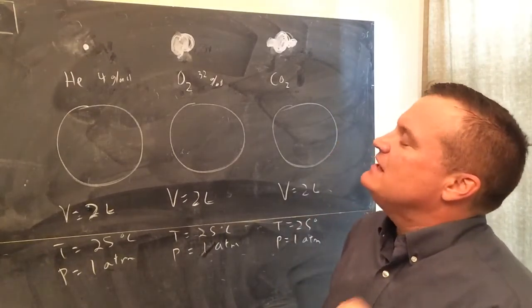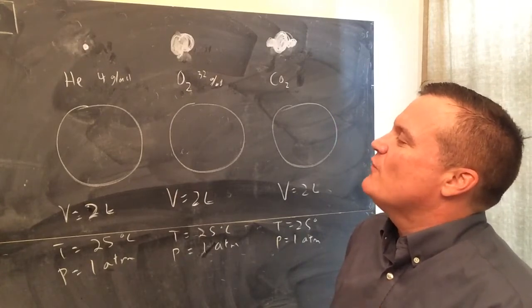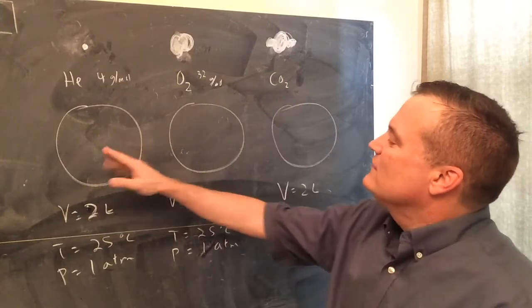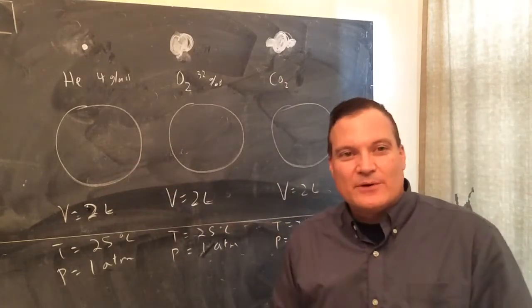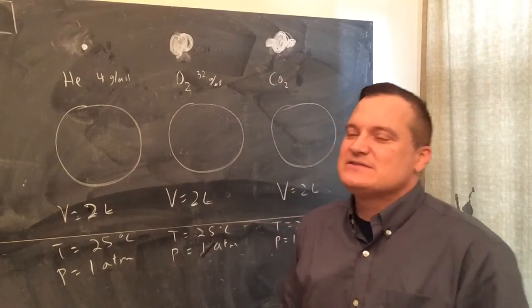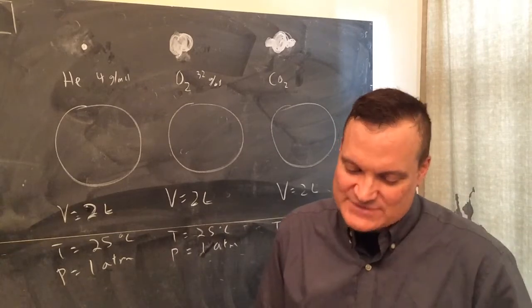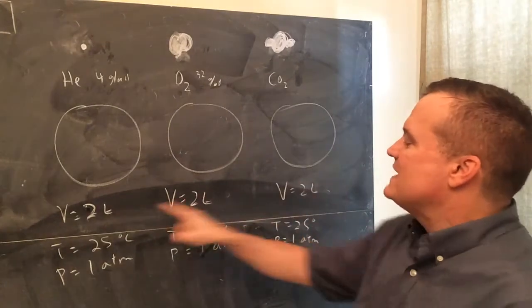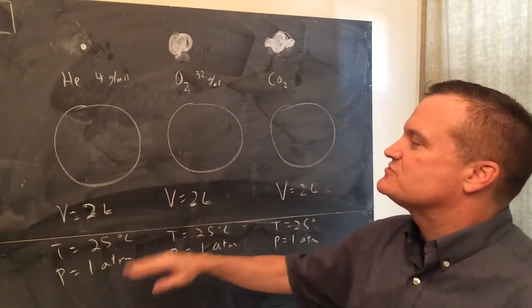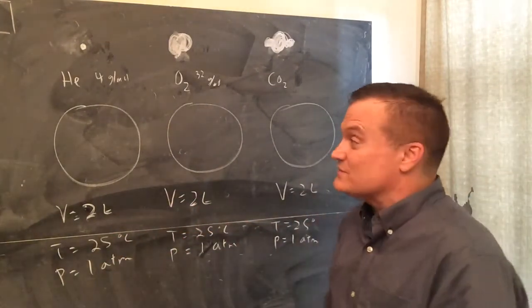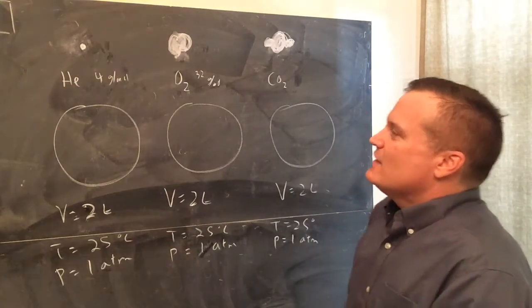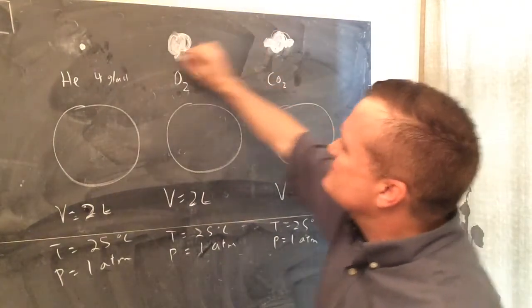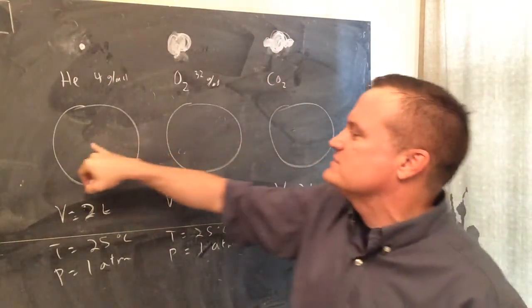And he noticed something amazing. He said, you know what? According to the data, it appears that all the volumes have the same number of particles in them. So Avogadro's hypothesis, or his law, says equal volumes of gas, at the same temperature and pressure, will contain an equal number of particles. That's amazing. Now, we can't really think about that. We look at my picture and say, well, that one's really large, that one's really small. How can this have the same number of molecules as that?